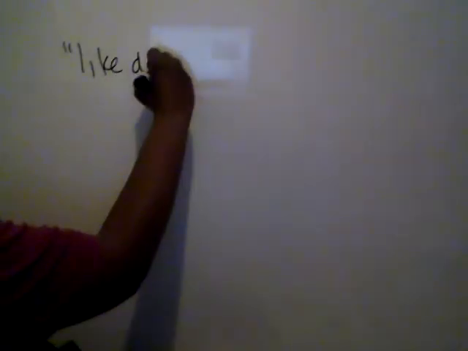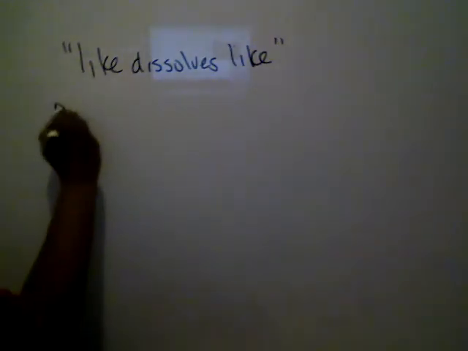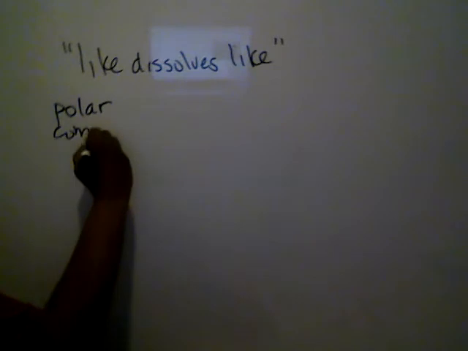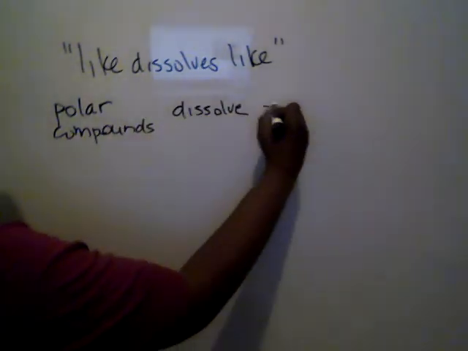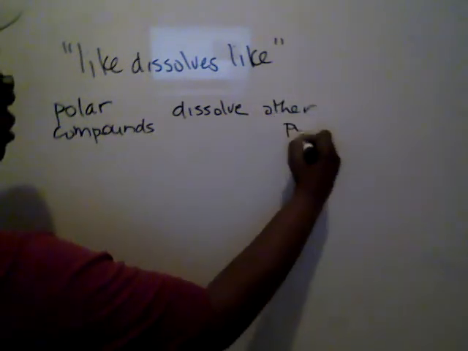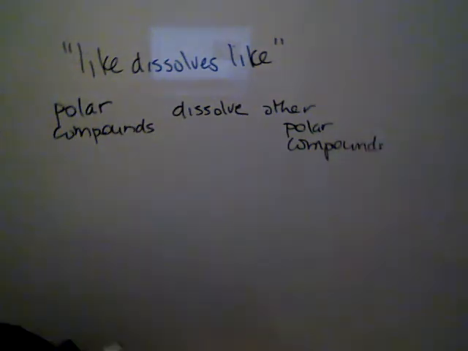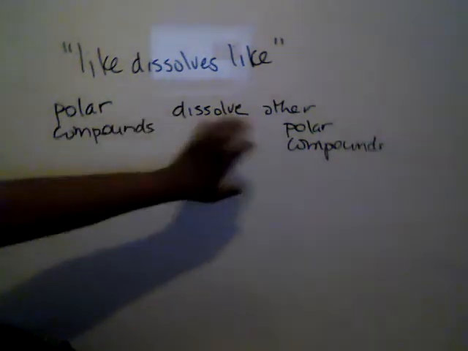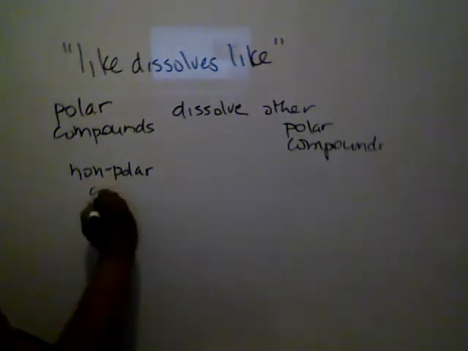Another important thing to note is electrolytes versus non-electrolytes. But before we actually do that, there's something in chemistry called like dissolves like. So what does that mean? So that means that polar compounds, like water, can dissolve other polar compounds. So things that are similar to you, that are like you, can dissolve those things. Polar can dissolve other polar. Non-polar compounds can only dissolve other non-polar compounds.